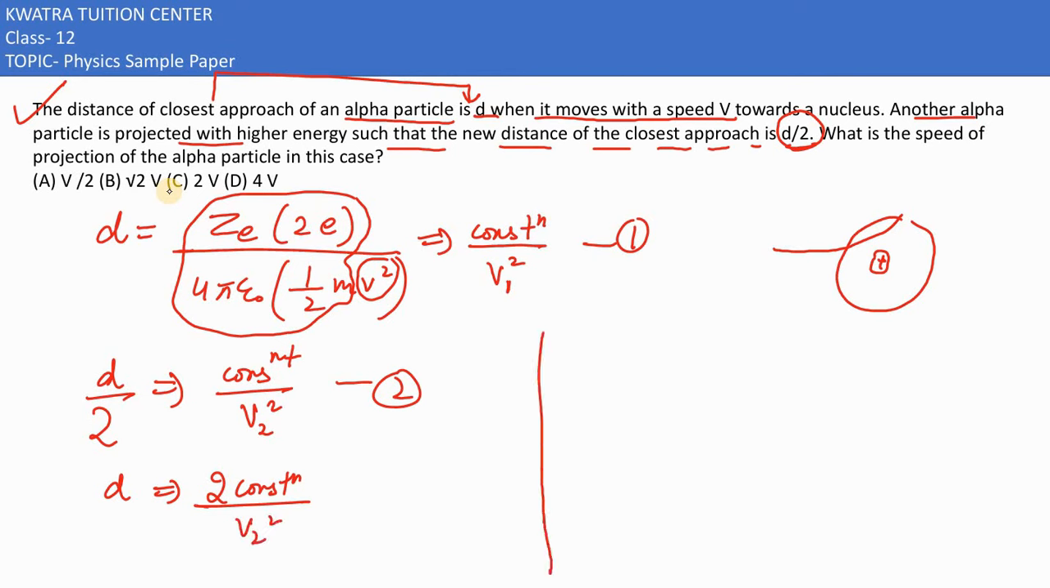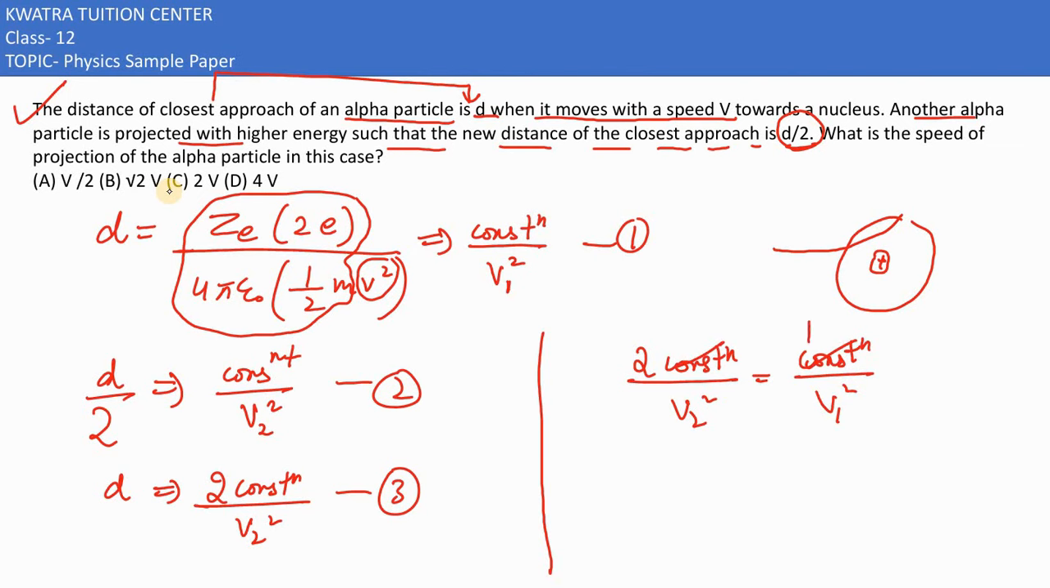Now compare the first equation and the third equation. So you have 2 times constant over v2 square, and on the right side we have constant over v1 square. Constant and constant can be cancelled, and you would get 1 here.